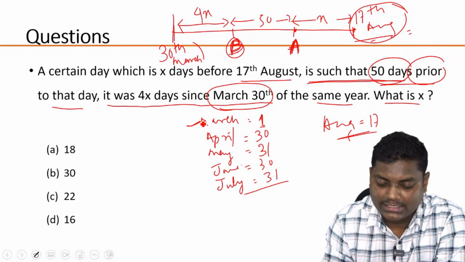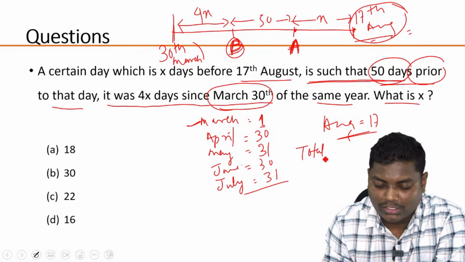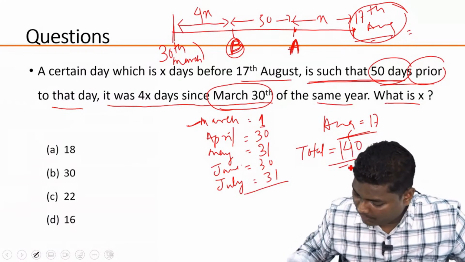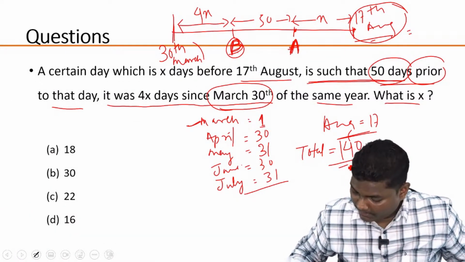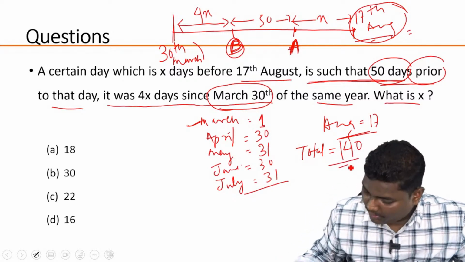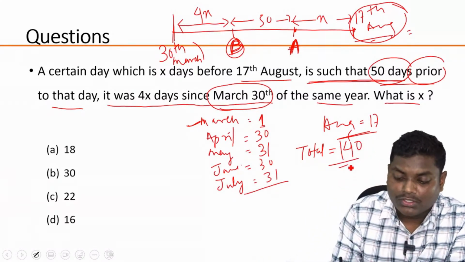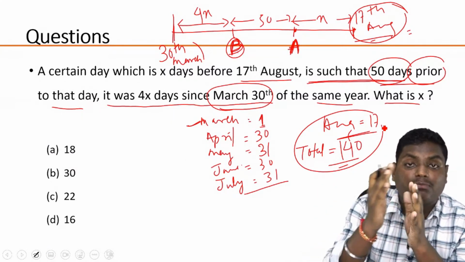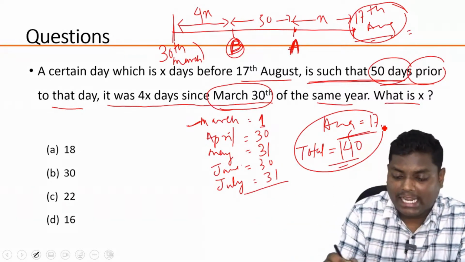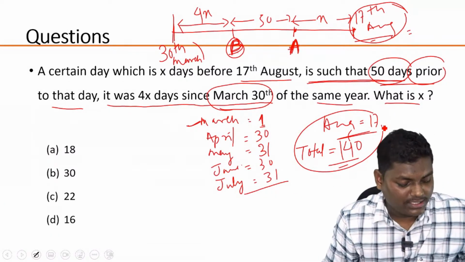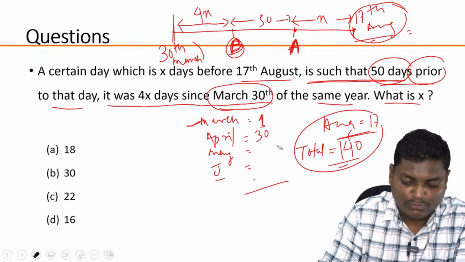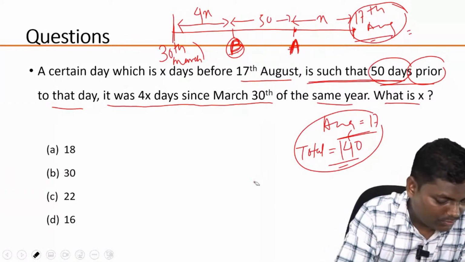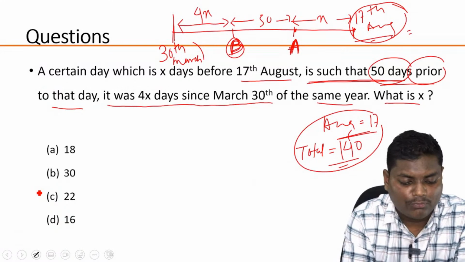Now, if you add all this, the total number of days will be 140. Great, Rumi, Sanchari. Option A they are saying. Okay, let's try and see. So you got this point. The total number of days will be 140. We need to add from 31st March, since March 30th is given. So the total time is 140 days. I'll just remove all this.